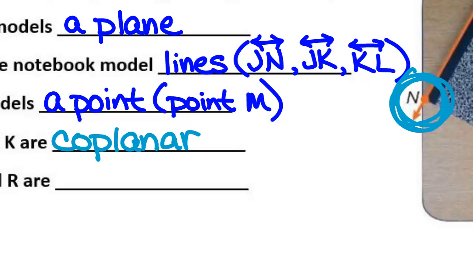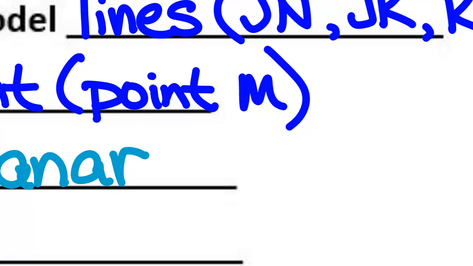But you said they're not all on a line together. How do we say not all on a line together in one word? Non-collinear, yes.